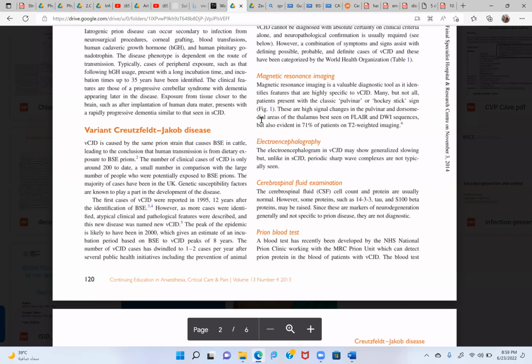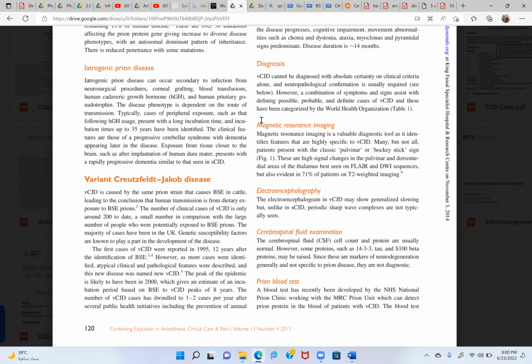Zishan just corrected me, this article is from 2013. Up to date there are 200. The majority of cases have been in the UK. Genetically susceptible people don't get operated on in the UK, by the way, after reading about this prion disease. The first case was in 1995.